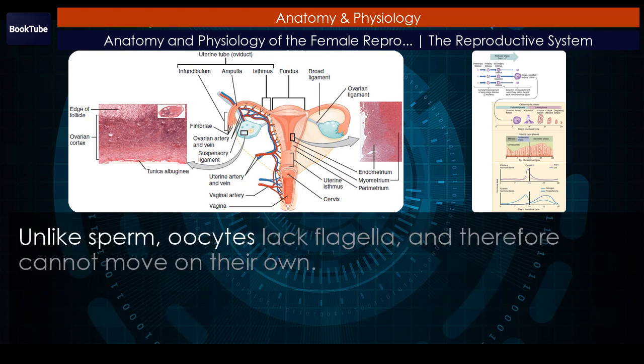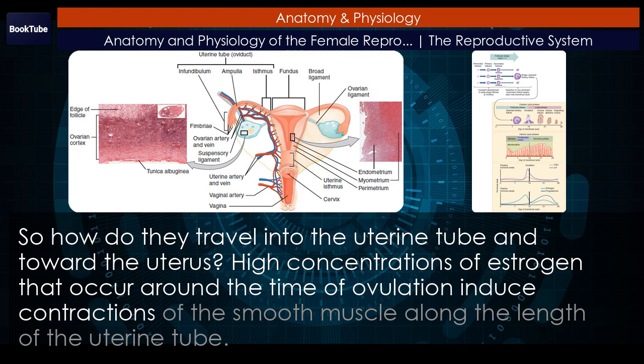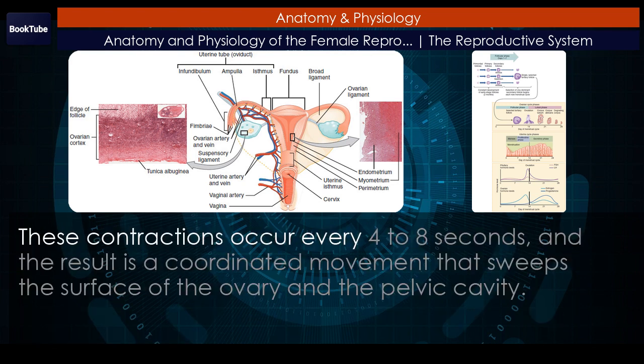Unlike sperm, oocytes lack flagella, and therefore cannot move on their own. So how do they travel into the uterine tube and toward the uterus? High concentrations of estrogen that occur around the time of ovulation induce contractions of the smooth muscle along the length of the uterine tube. These contractions occur every 4 to 8 seconds. And the result is a coordinated movement that sweeps the surface of the ovary and the pelvic cavity.